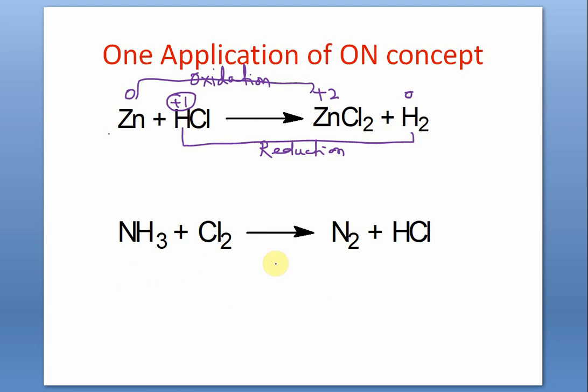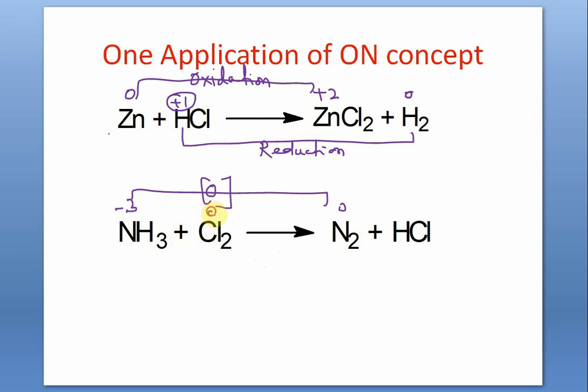But what about purely covalent reactants? Ammonia is covalent, chlorine is covalent, and the products are N2 and HCl. So what is the change in oxidation number? Nitrogen, you will find, is -3. Hydrogen is +1, and this is 0. So -3 to 0, the oxidation number has increased. So this is oxidation, -3 to 0. There is an increase in oxidation number. So this is oxidation. Ammonia is oxidized to nitrogen.